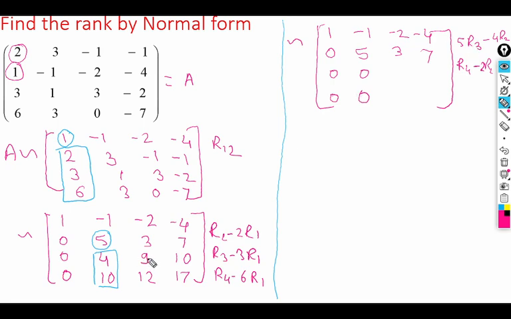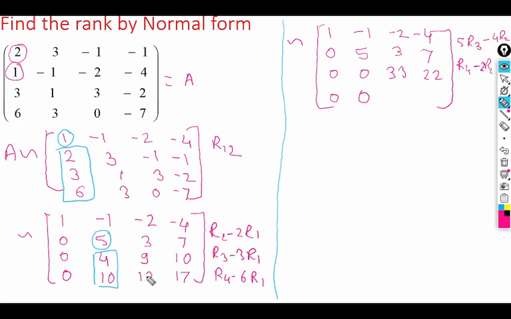5R3, that is 45. 45 minus 4R2, that is 12. 45 minus 12, it is 33. Is it correct? So next, here is the calculation. 5R3 is a 50. 50 minus 28, is it a 22? Yeah.